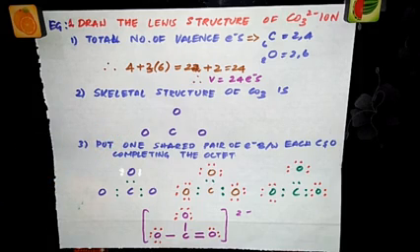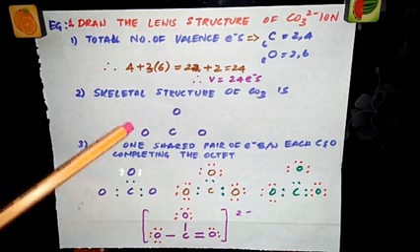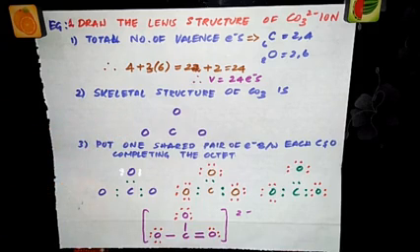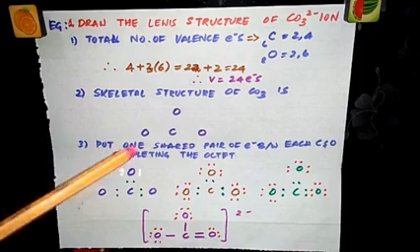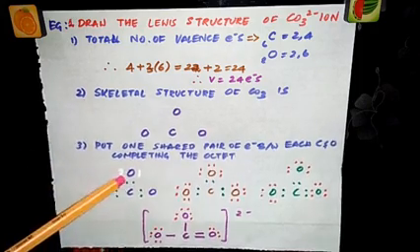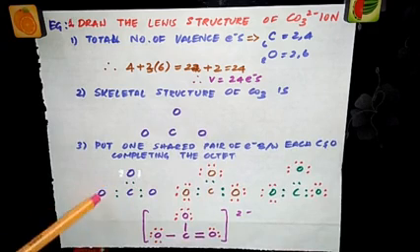Now this is the skeletal structure of CO3, and after drawing the skeletal structure, put one shared pair of electrons between each carbon and oxygen. So put one pair, see 1, 2, 1, 2, 1, 2. Between each carbon and oxygen, put one pair of electrons to represent the single bond.